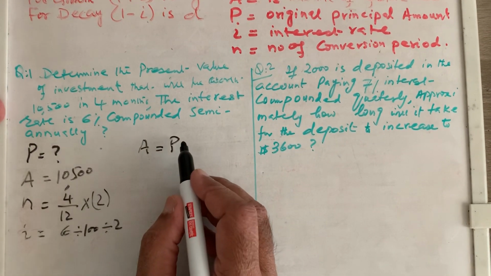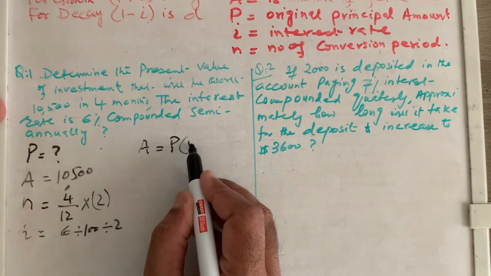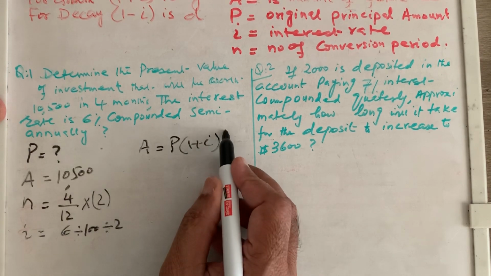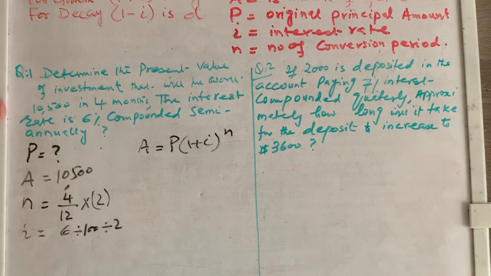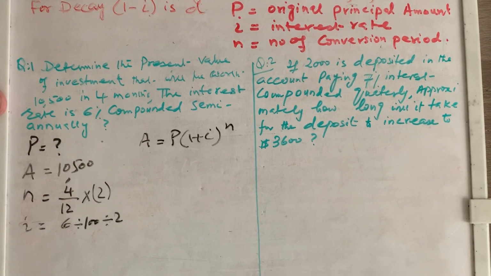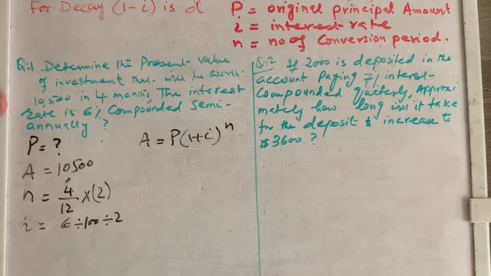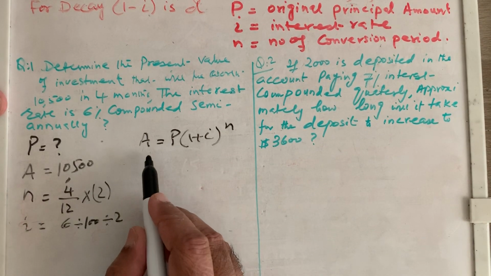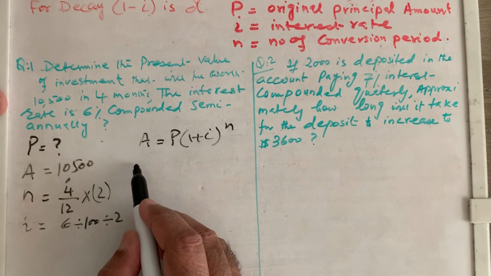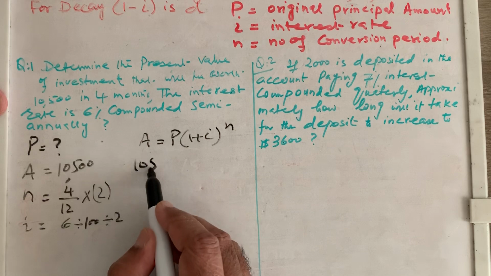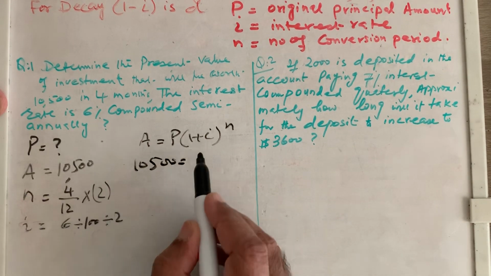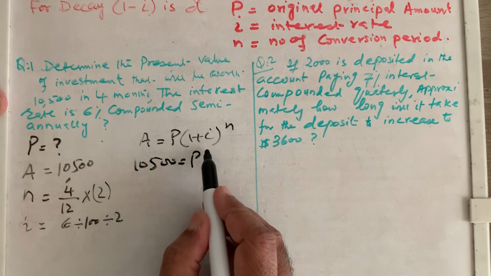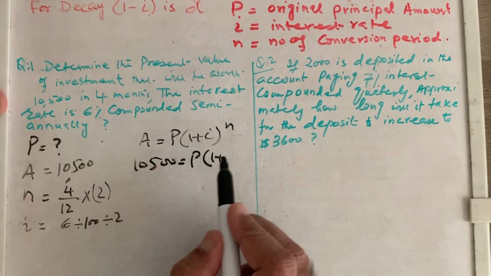So I can say P times (1 plus i) to the power n, right? It is a growth because we are determining the present value of what is worth 10,500. So A is 10,500, which equals P times, and P is my unknown, times 1 plus i.